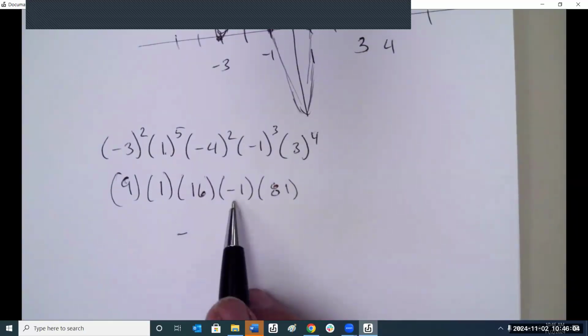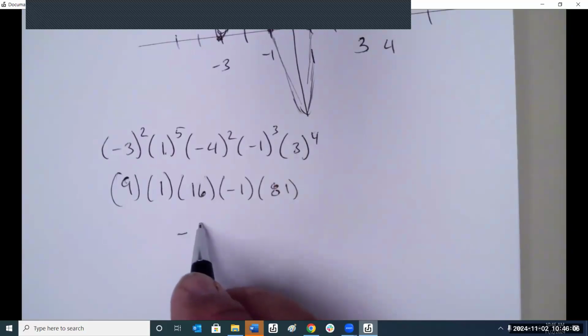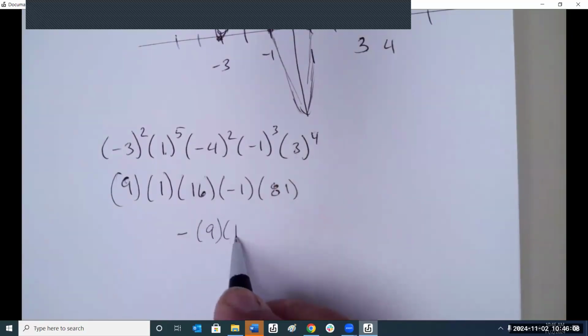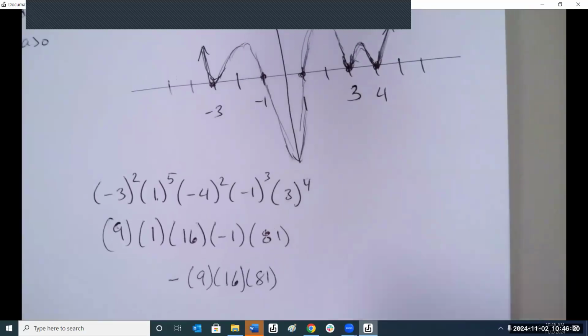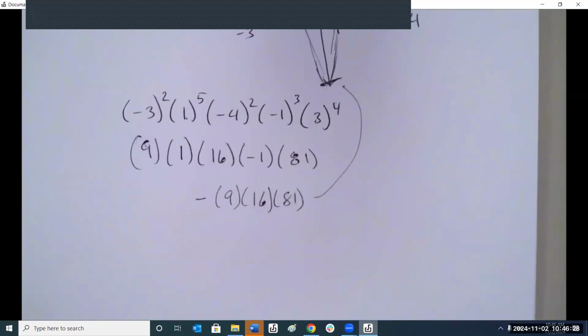There's only one negative. Negative 9 times 16 times 81. So you see how far down it's going to get. Some weird numbers, yeah. Again, that matches what our picture says. Our intercept is going to be down here in the negative someplace, some huge negative number. So that's how we use polynomials.